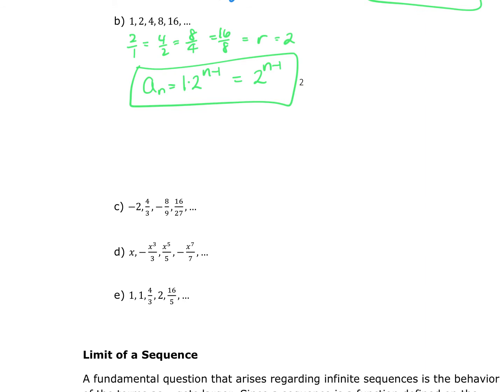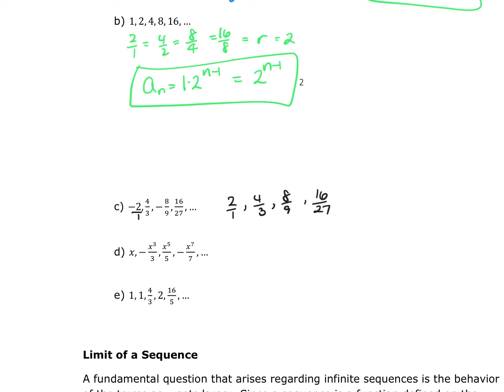So we take a look at C. It doesn't look like I am going down by the same amount, but I could be wrong. I'm going to write this as 2 over 1. And so then I would look to see what the difference is between 2 over 1. Oh, it's alternating. So I'm going to ignore the negative. So I'm going to write this as 2 over 1, 4 over 3, 8 over 9, 16 over 27.